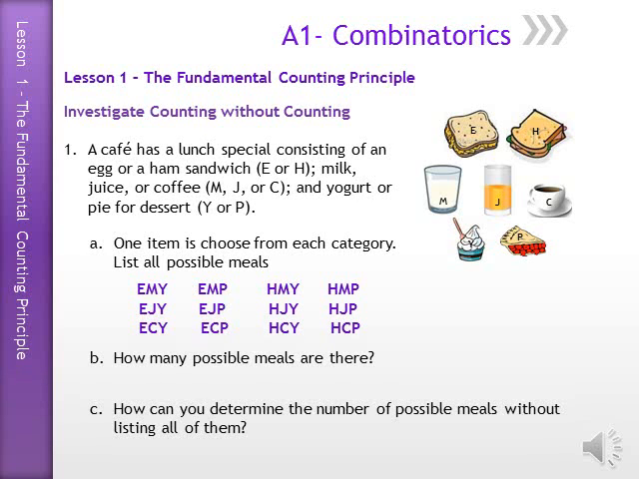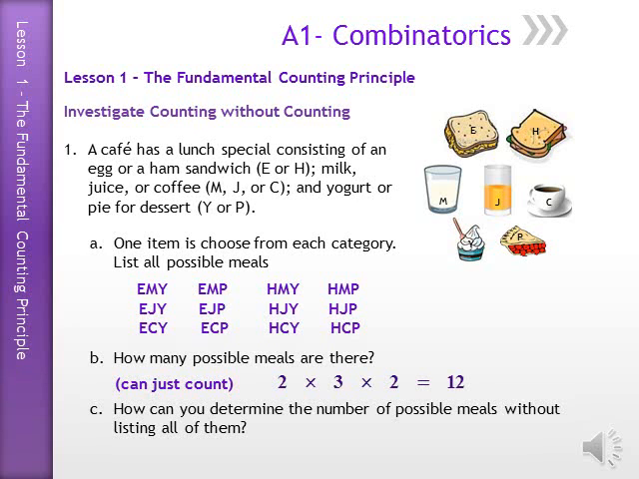Now, how many possible meals are there? We can just count, and we will see that there are 12. But a quicker way is to look at how many options we have for each choice. In this case, we have 2 choices for sandwiches, 3 choices for beverages, and 2 choices for dessert. So we have 2 times 3 times 2, which also equals 12 total possibilities.